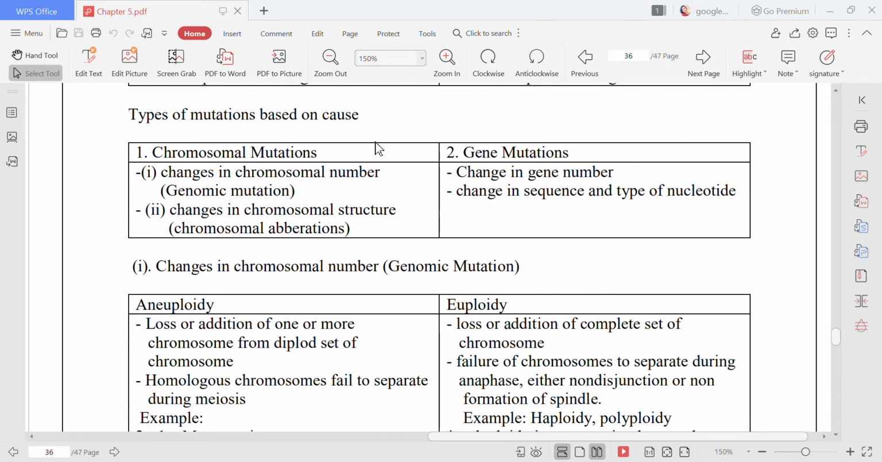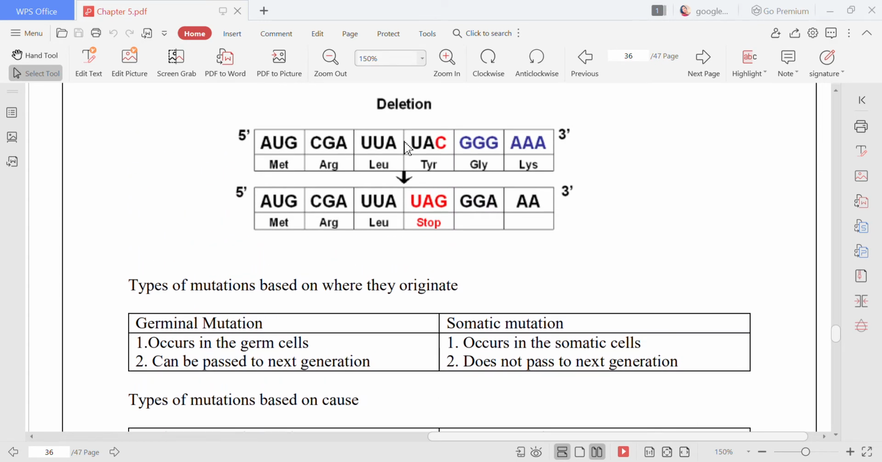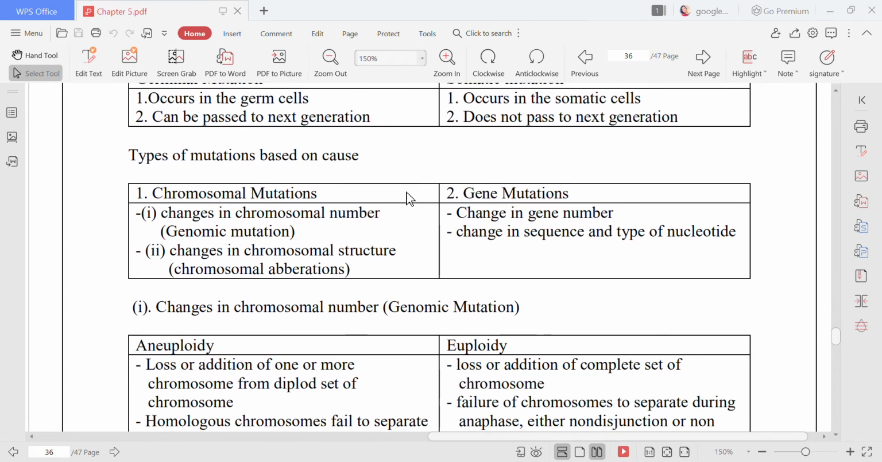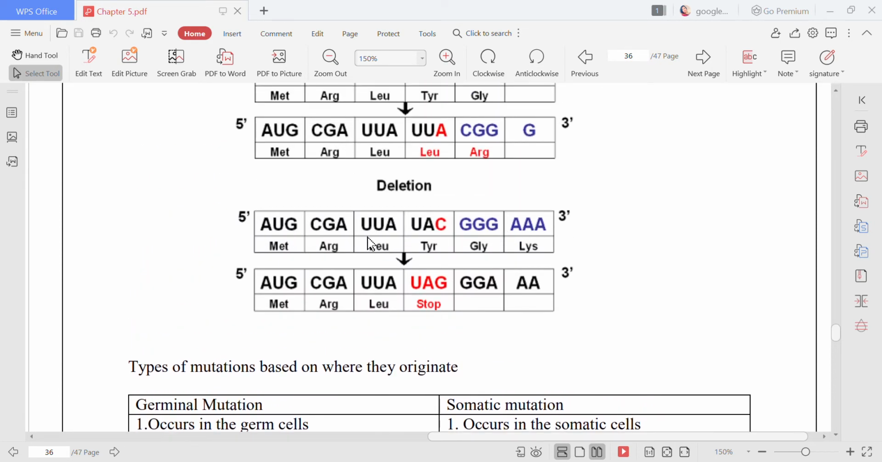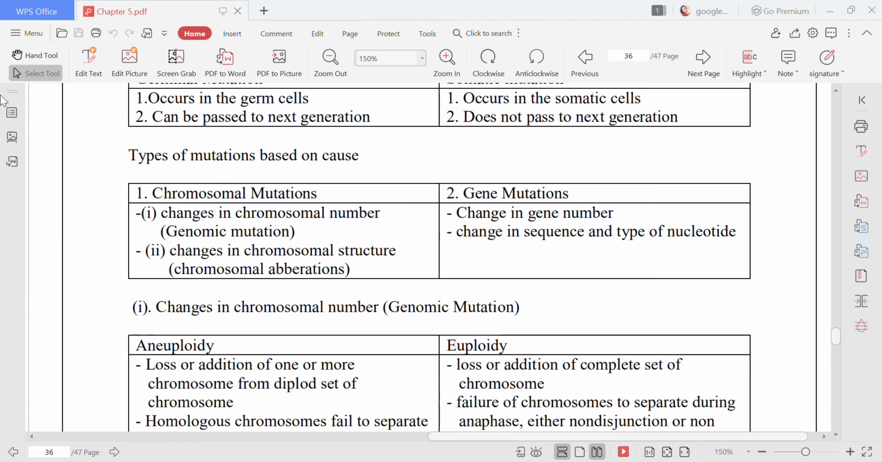Next, types of mutation based on the cause. What has caused the mutation? Chromosomal mutation or gene mutation. Now children, change in chromosome number. Here we were talking about the gene, but if the chromosome number has changed, then that is genomic mutation. But if there is a change in the gene number, then it is gene mutation. Change in chromosome structure, of course, if the chromosome number has changed, then the chromosomal structure will also change. And here the change in sequence and type of nucleotide, like here, the sequence has changed. So this was a gene mutation which we gave as the example, right?